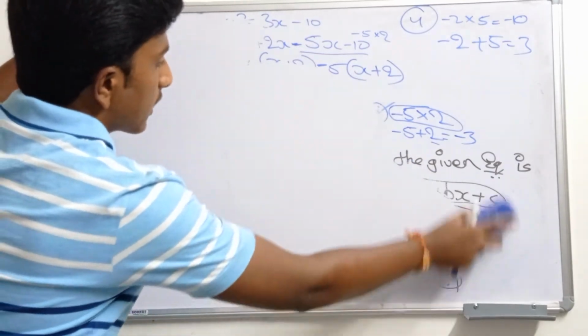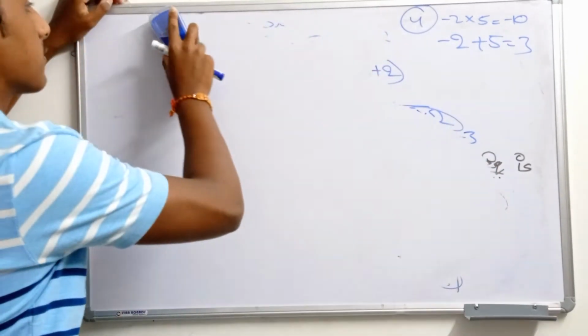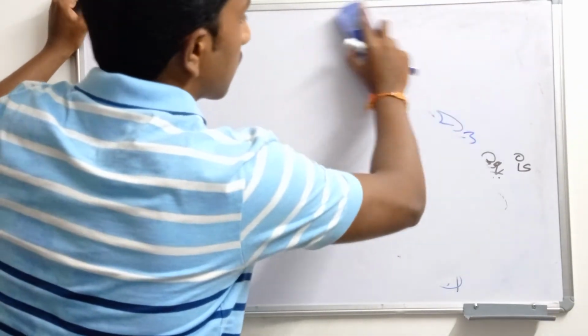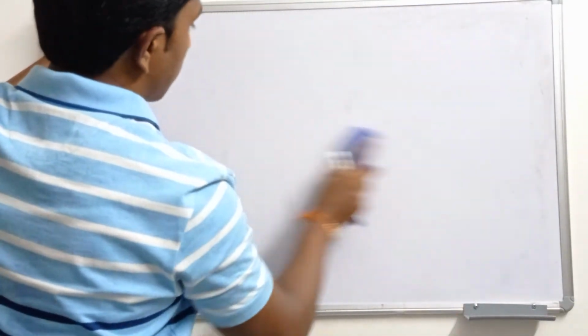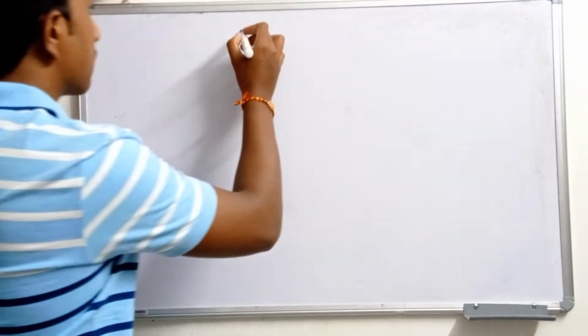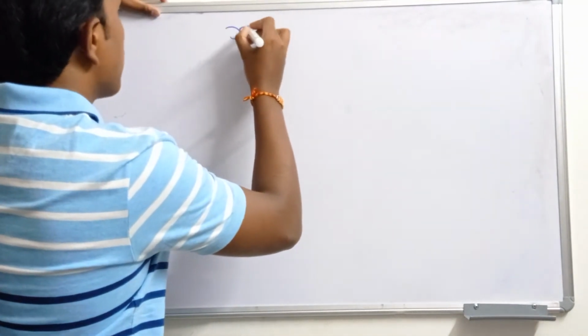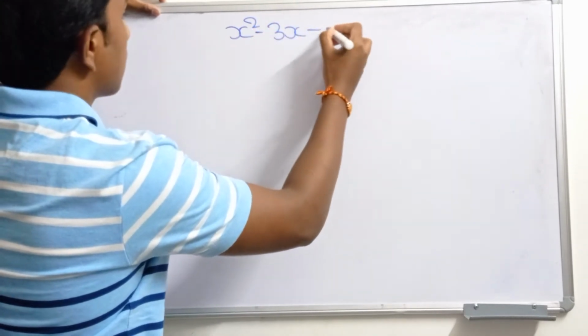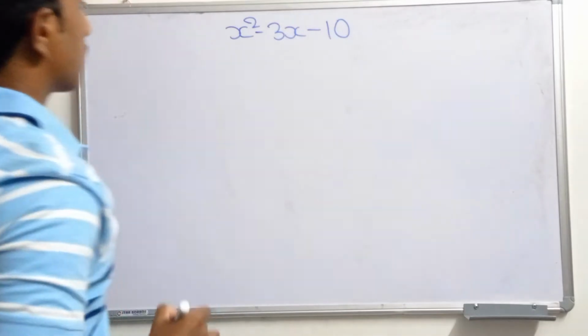In this quadratic equations chapter, there are also some problems involving linear equations in two variables. Those problems I also have, so we'll do those problems too. These are word problems, guys, completely word problems. So now we are taking the same question again: x square minus 3x minus 10 is the given question.